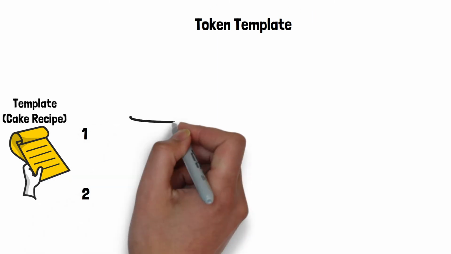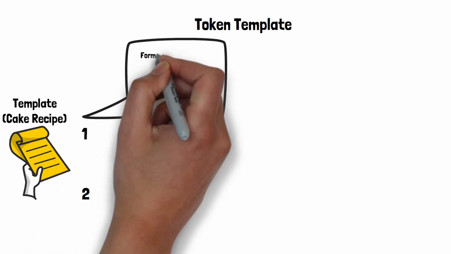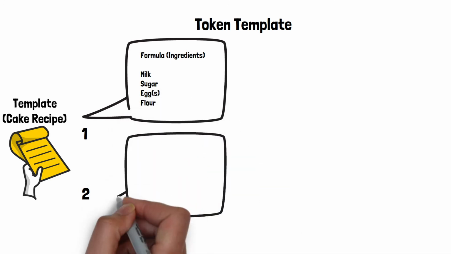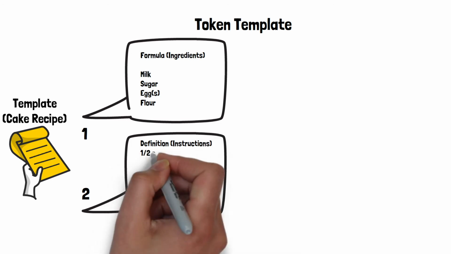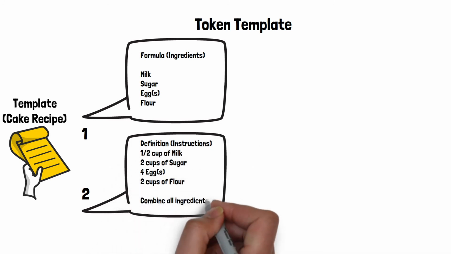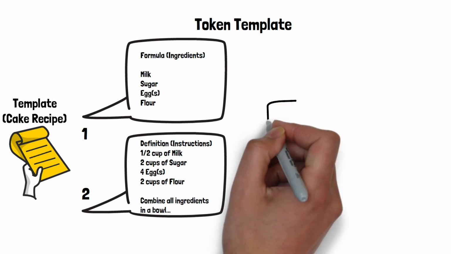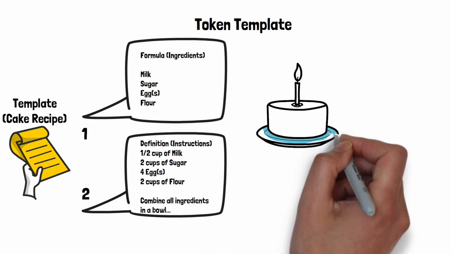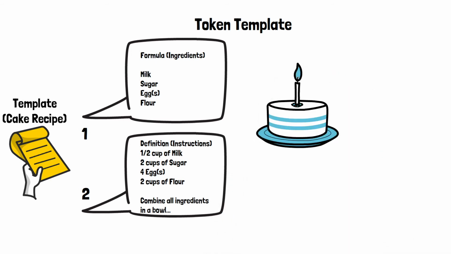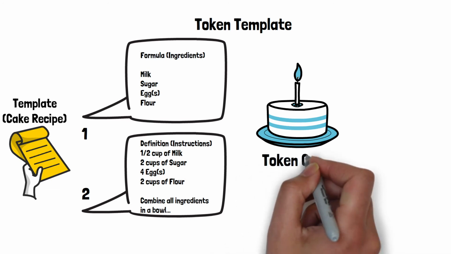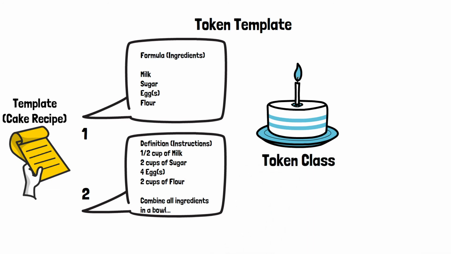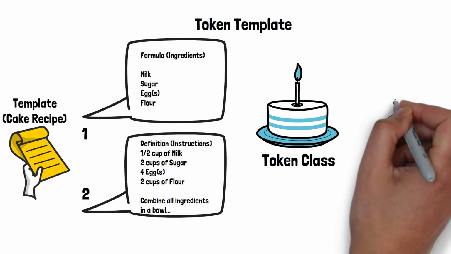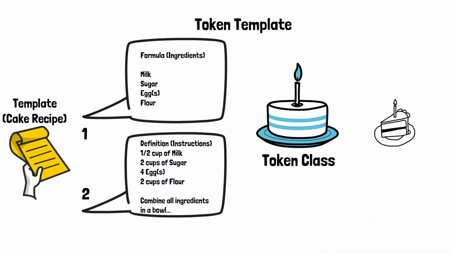A template has 2 parts: a template formula, as we discussed previously, and a template definition, which is based off the formula and provides the details about the components or ingredients in context with each other to define a token. This is like the step-by-step instructions for the recipe. A token class is a deployed token from a template, or in our analogy, the result of our recipe. If, for example, we were using a cake recipe, the class would be the actual cake. A token instance is a single token in a token class, or in the cake example, it's a slice of the cake.